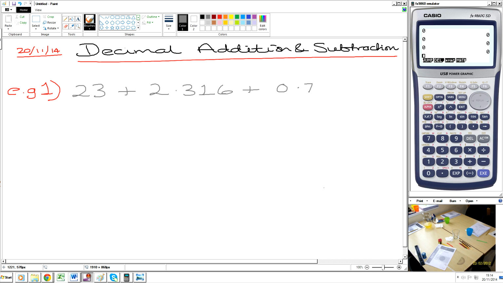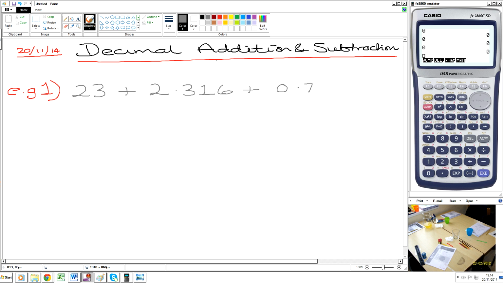With my class here, we're looking at decimal addition and subtraction. We're going to do some examples of each one. Let's see how this goes. Let's start with the addition question. We have here three numbers: 23, add 2.316, and add 0.7.